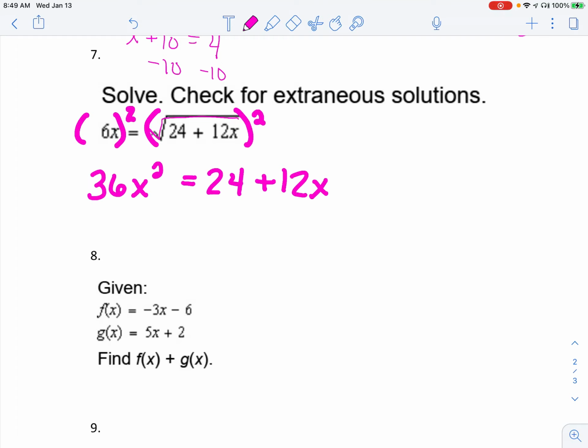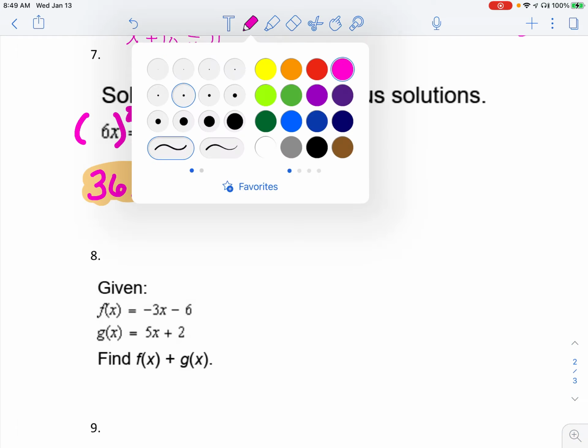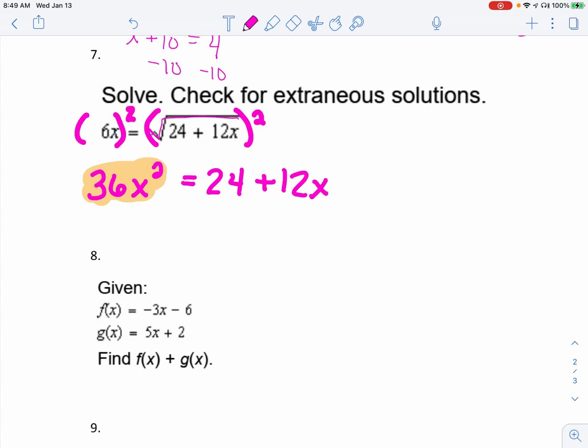Now, I notice I have an x squared, and by this time in Algebra 2, most of you know, when you have an x squared, there's a pretty good probability that you're going to need to set this equal to 0 and do the quadratic formula, which in this case I will. So I'm going to take away 24. I'm going to take away 12x. I'm going to set it equal to 0 because if I set it equal to 0, I can do the quadratic formula, possibly even factor it. So that is 36x squared minus 12x minus 24 equals 0.